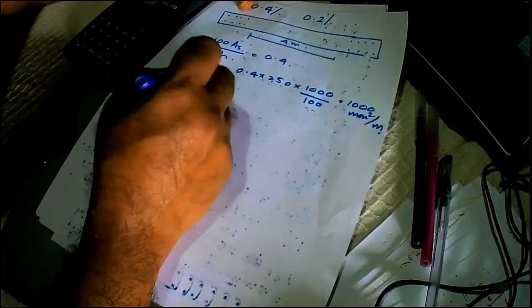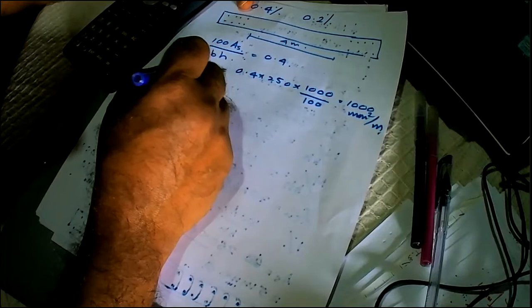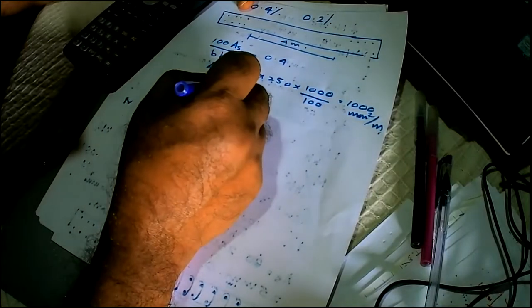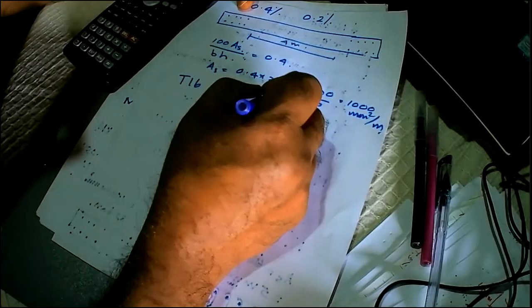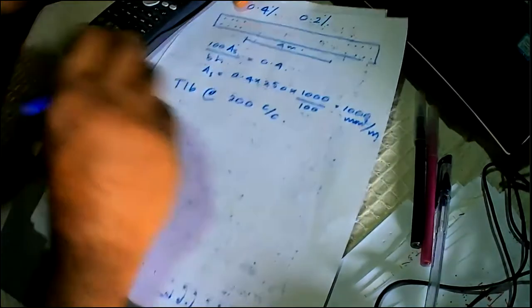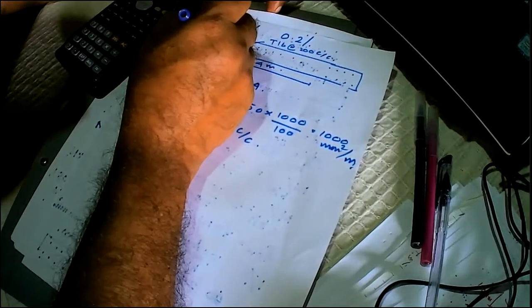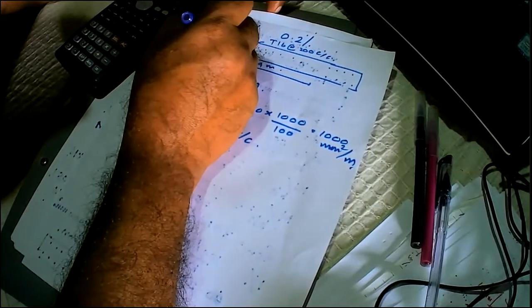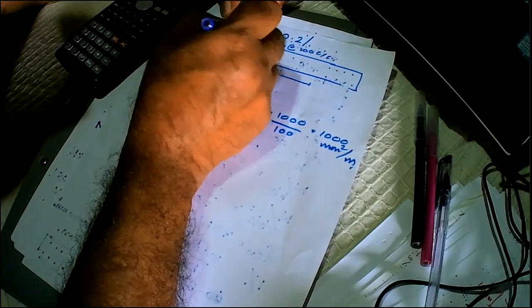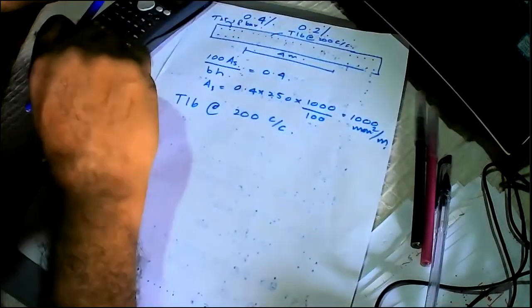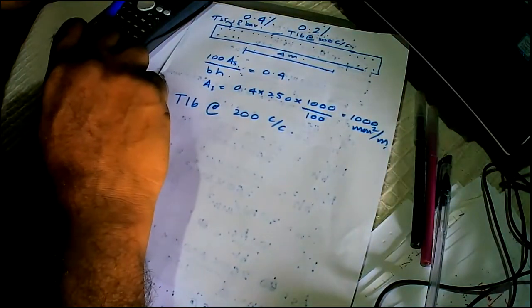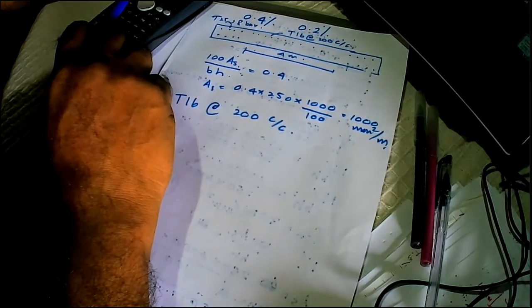So which means we can use T16 at 200 center to center. So in these areas, we'll have T16 bars at 200 center to center. And these areas, we'll have T25 over 8 bars in each phase. So we can arrange the reinforcement like this.